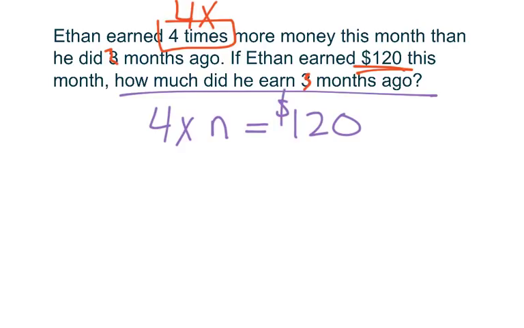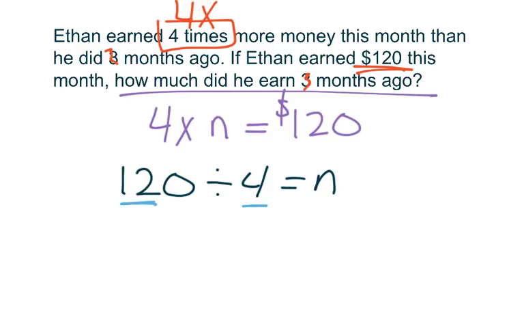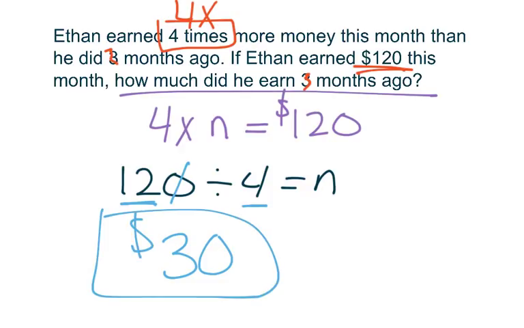Now, in order for me to solve this problem, we see some multiplication, but this is also a division problem. So I can set this problem up as 120 divided by 4 equals n. I could leave it as my multiplication problem. They mean the same thing. So I'm going to go ahead and divide. I'm going to find my basic fact. I have 4 and 12. That's my basic fact. So 4 goes into 12 3 times, and then I have my 0 that I have to bring down. So if he earned 4 times more money this month than 3 months ago, how much did he earn 3 months ago? He earned $30 3 months ago.